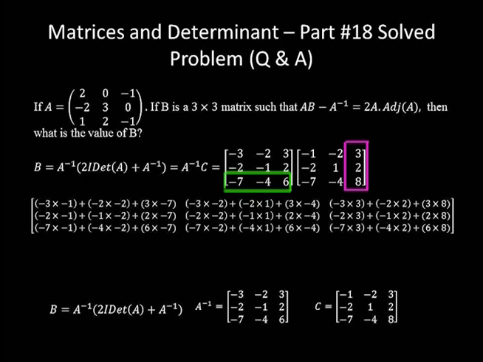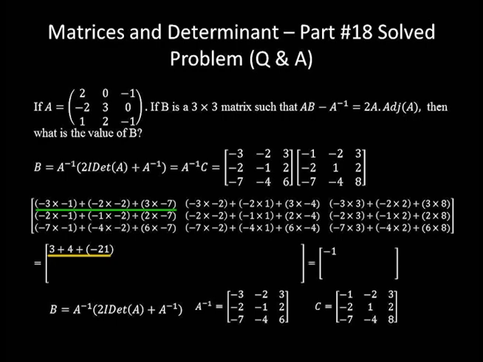6 times 8. Negative 3 times negative 1 is positive 3 plus negative 2 times negative 2 is positive 4 plus 3 times negative 7 is negative 21. 3 plus 4 plus negative 21 gives us negative 14. Negative 3 times negative 2 equal to 6 plus negative 2 times 1 equal to negative 2 plus 3 times negative 4 equal to negative 12. 6 plus negative 2 plus negative 12 equal to negative 8.